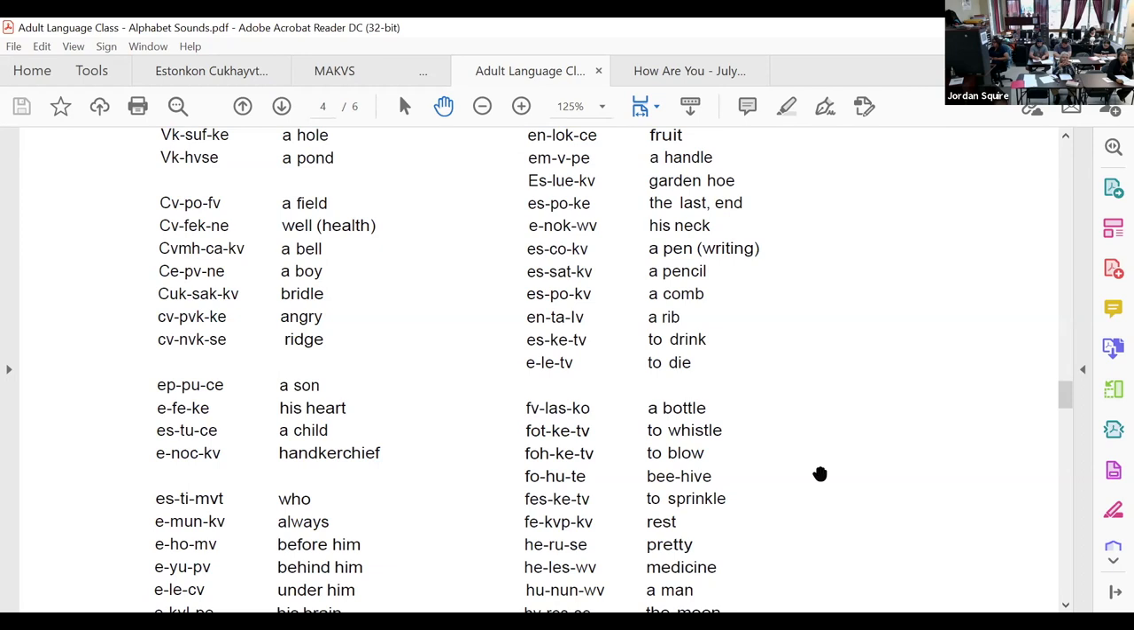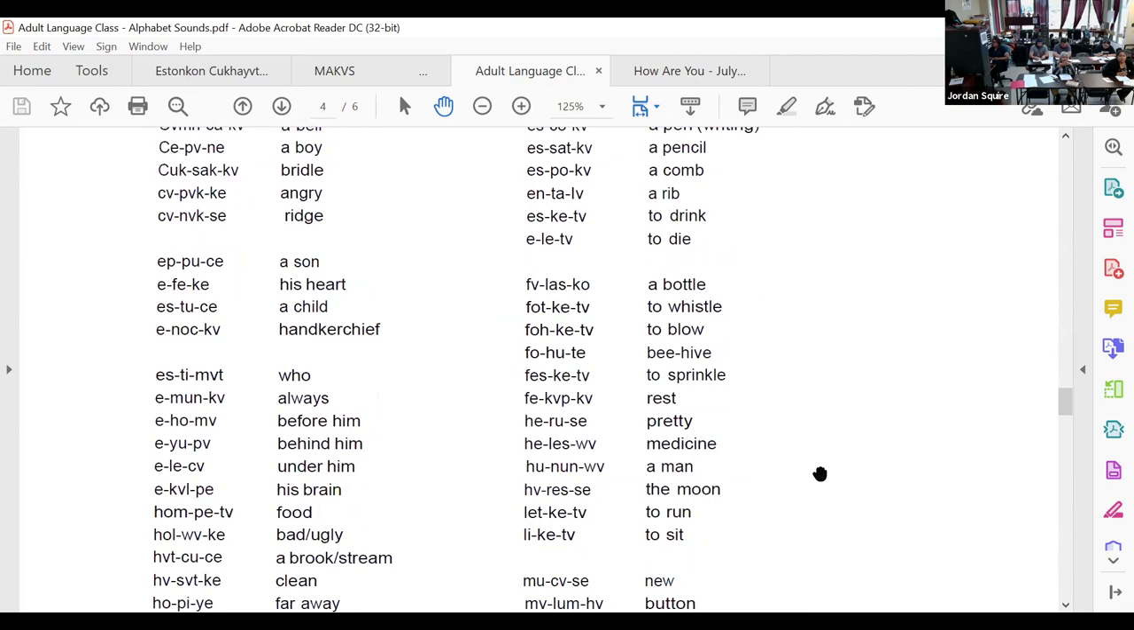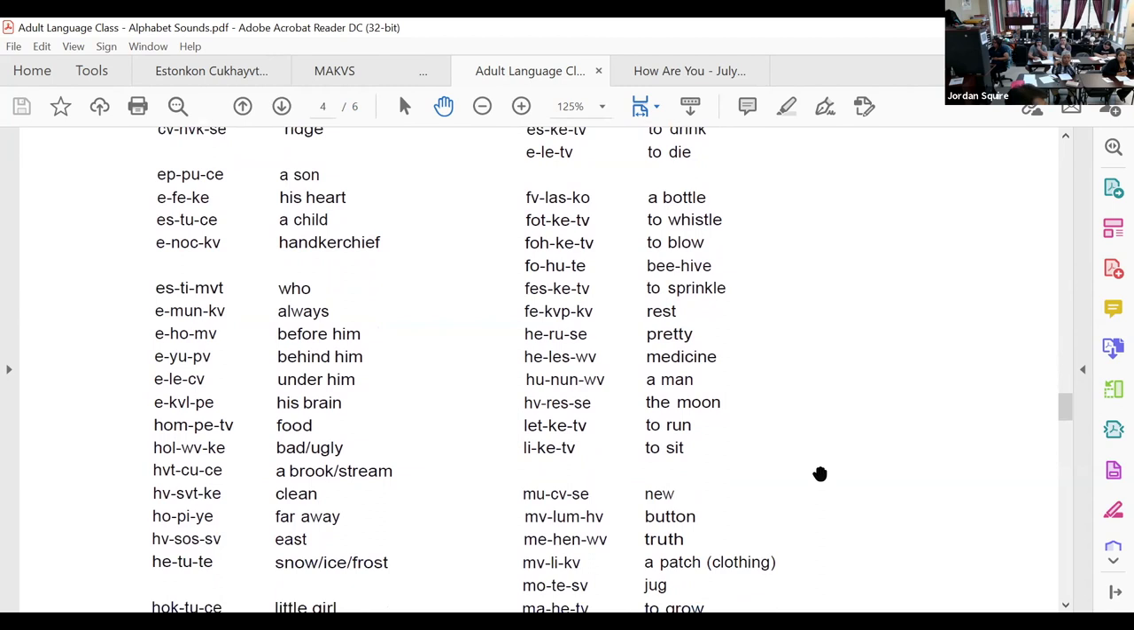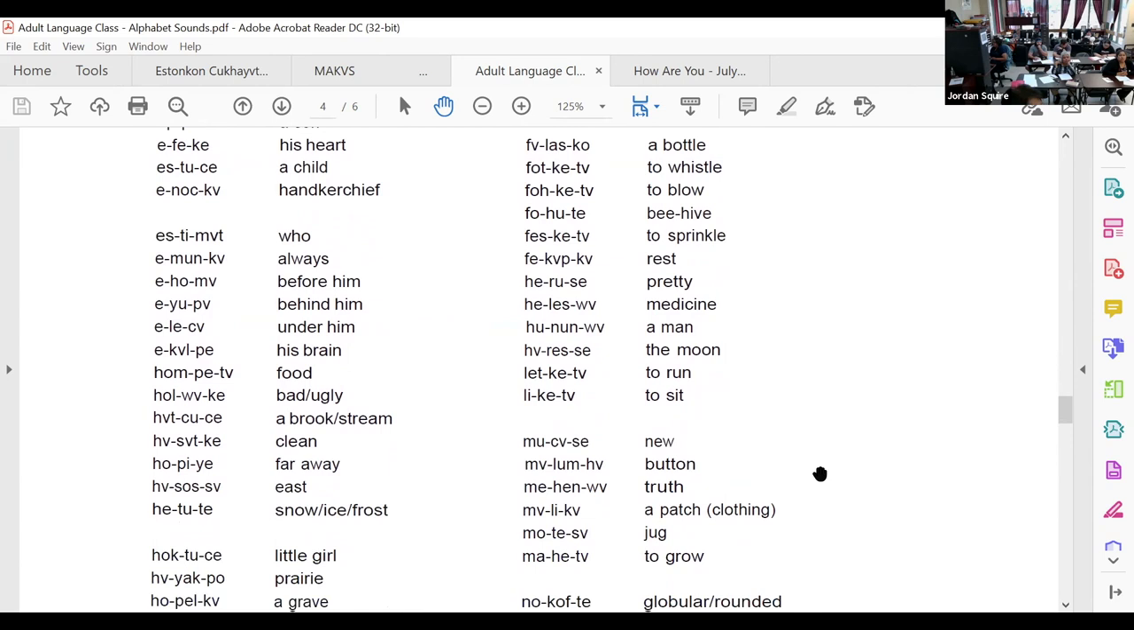A handkerchief. Inochka. Who? Estima. When you put that tone in there now, remember we had tones. Estima. Hear that? Before him, Ihoma. You see that? Ihoma. Behind him, Iyoba. Under him, Elijah.